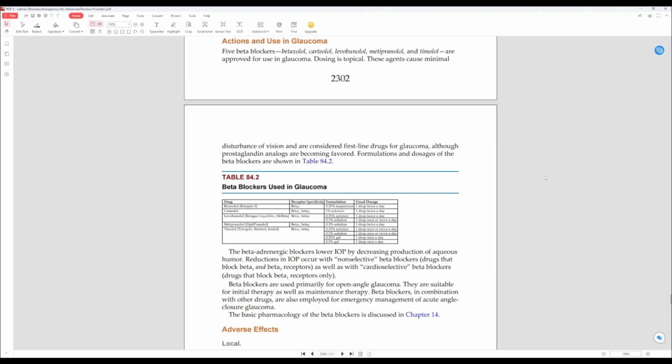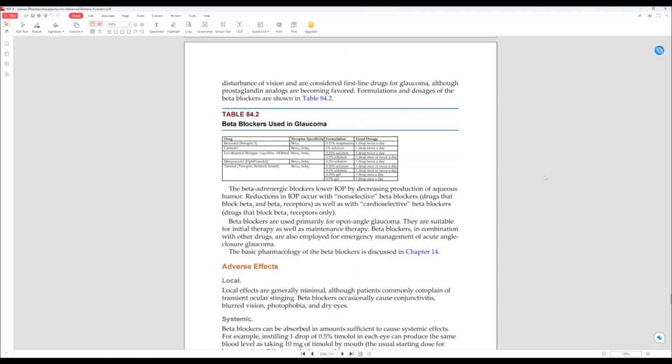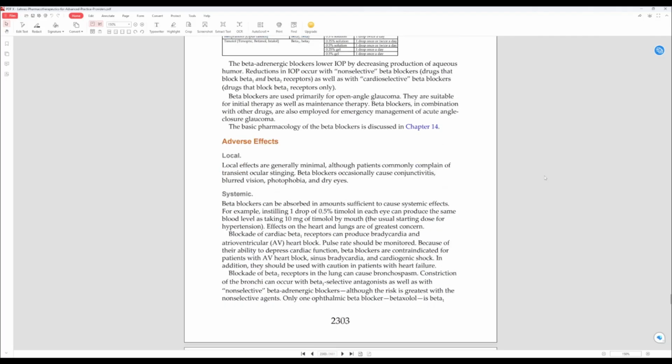The beta-adrenergic blockers lower intraocular pressure by decreasing the production of aqueous humor. Reductions in IOP occur with a non-selective beta blocker, as well as with a cardioselective beta blockers. Beta blockers are used primarily for open-angle glaucoma. They are suitable for the initiation therapy as well as for maintenance therapy. Beta blockers in combination with other drugs are also employed for emergency management of acute angle closure glaucoma. The basic pharmacology of beta blockers was already discussed in chapter 14.